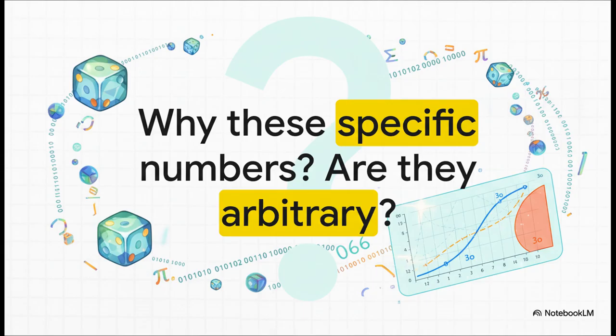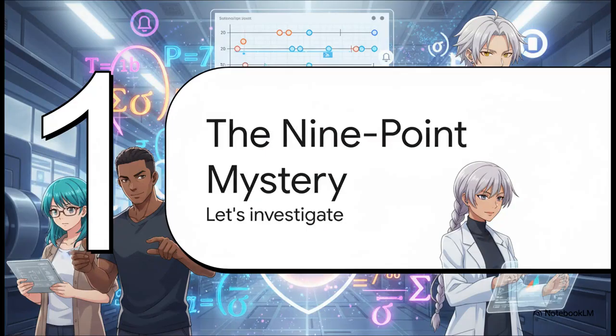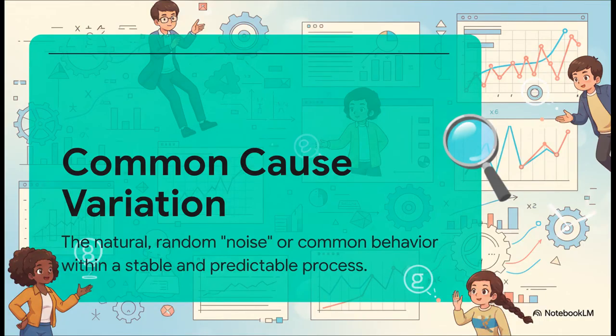But here's the cool part. They're not. And figuring out why is like a fantastic piece of statistical detective work. So to crack this code, we're just going to focus on one of these rules. Let's solve the 9-point mystery. Because trust me, once you understand the logic behind this one, you'll unlock the secret to all of them. First things first, we need to understand what we're looking for a signal in.